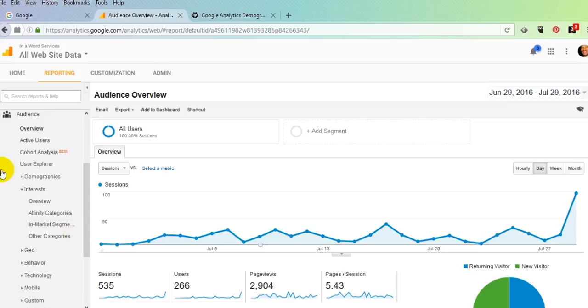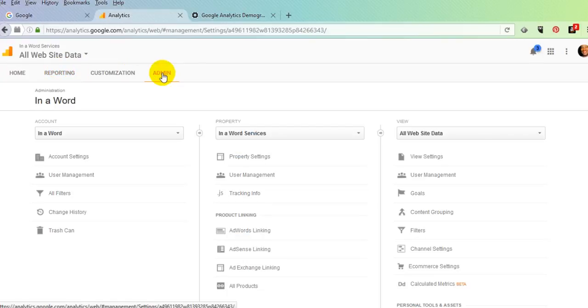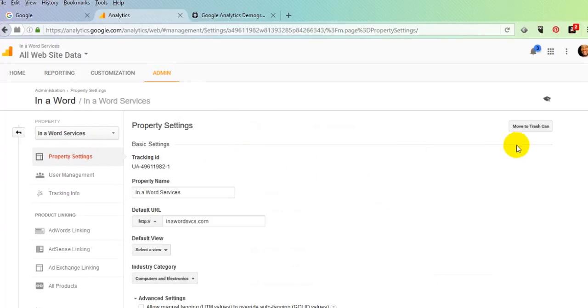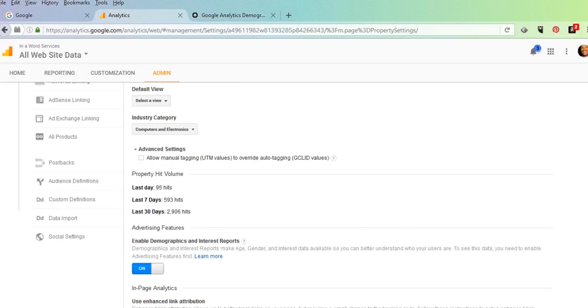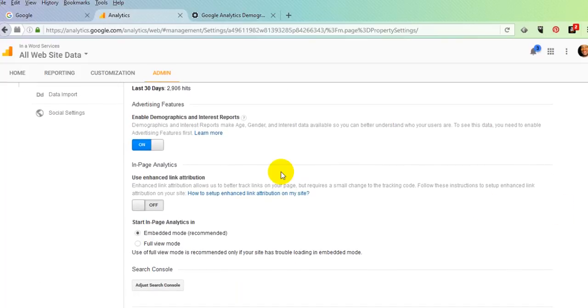The thing that you want to do is look at your top navigation in Google Analytics. When you log into your account, you're probably going to be right here in the reporting area. You want to go over to your admin area and click on that. Then go to property settings, and scroll down to the area that says enable demographics and interest reports. Make sure that this is toggled to the on position.